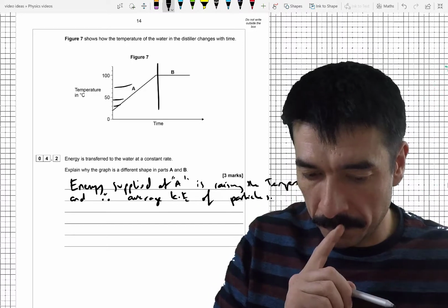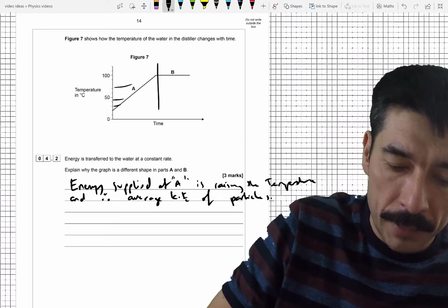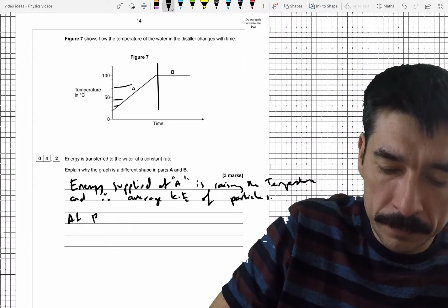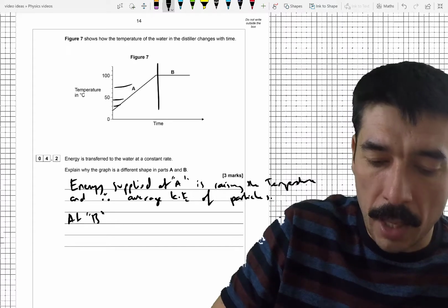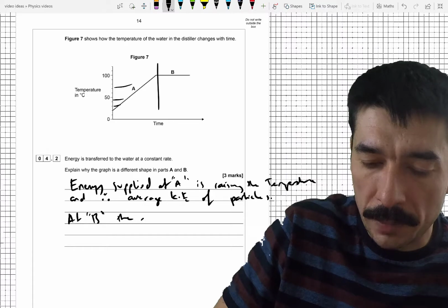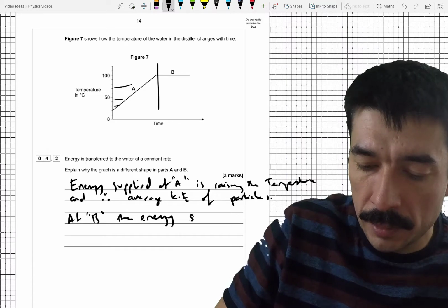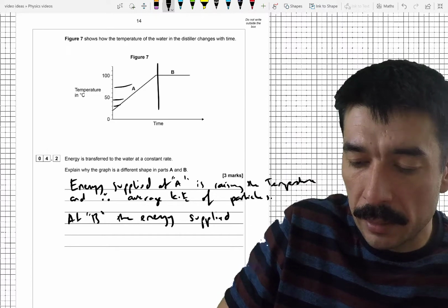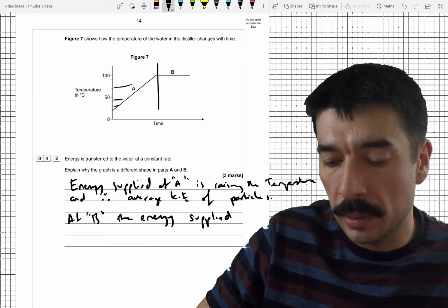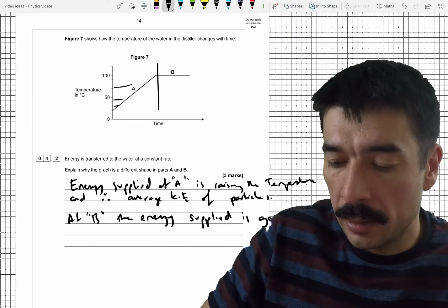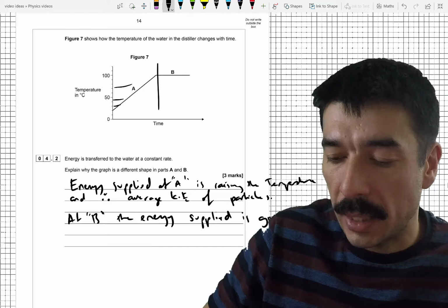So when we're supplying energy at A, we're raising the temperature and therefore average kinetic energy of the particles. Okay? So at B, the energy supplied is going into breaking bonds, or is going into changing state.